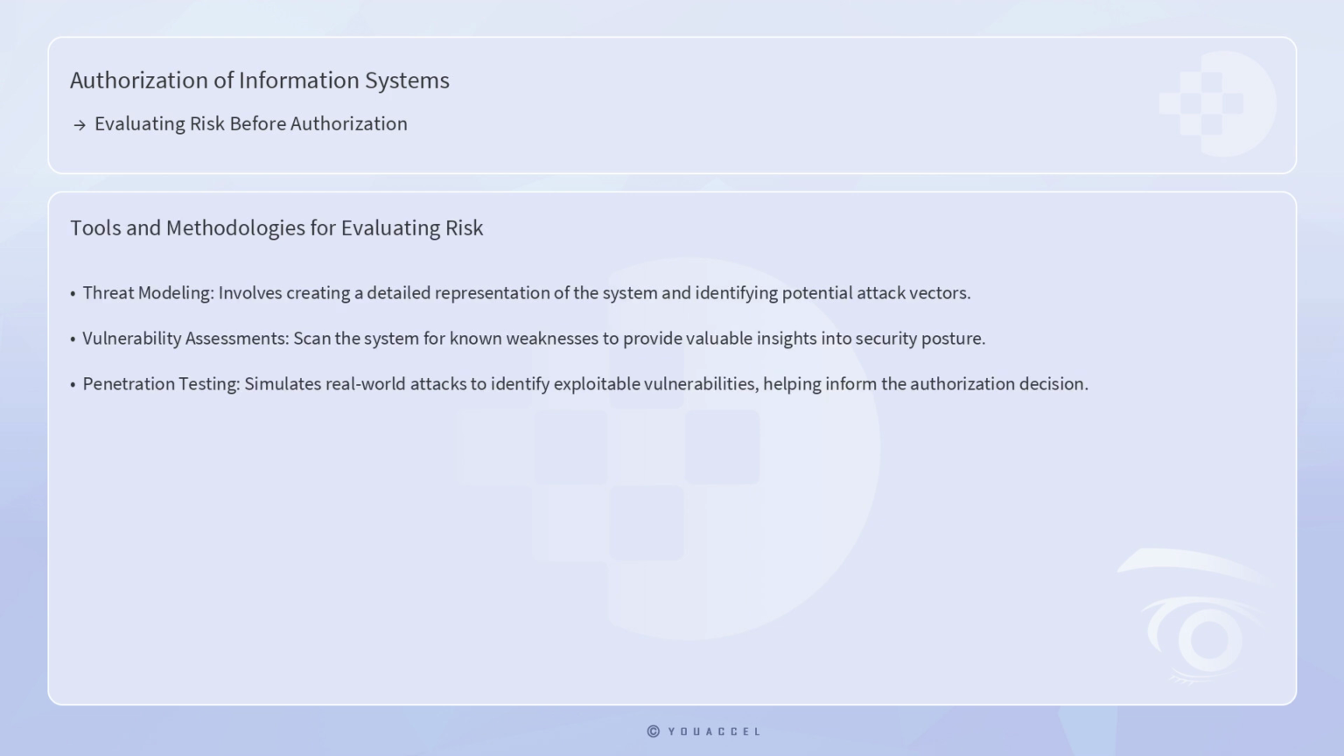In addition to risk matrices, other tools and methodologies can be used to evaluate risk. These include threat modeling, vulnerability assessments, and penetration testing. Threat modeling involves creating a detailed representation of the system and identifying potential attack vectors. Vulnerability assessments scan the system for known weaknesses, while penetration testing simulates real-world attacks to identify exploitable vulnerabilities. Each of these methods provides valuable insights into the system's security posture and helps inform the authorization decision.